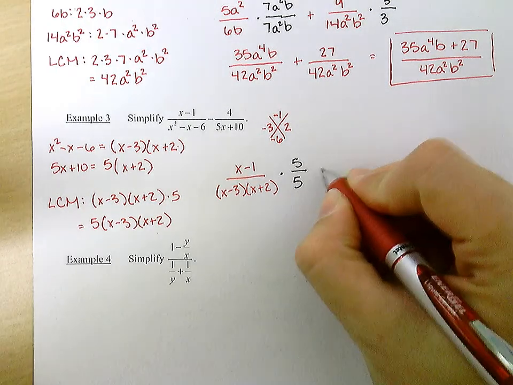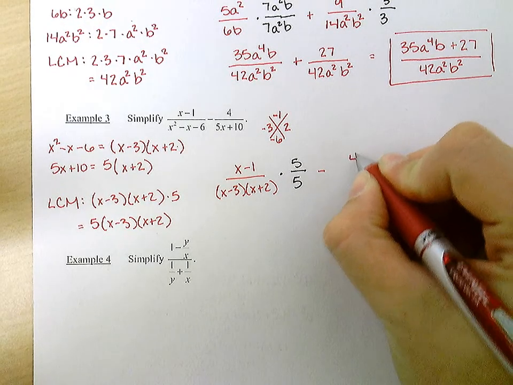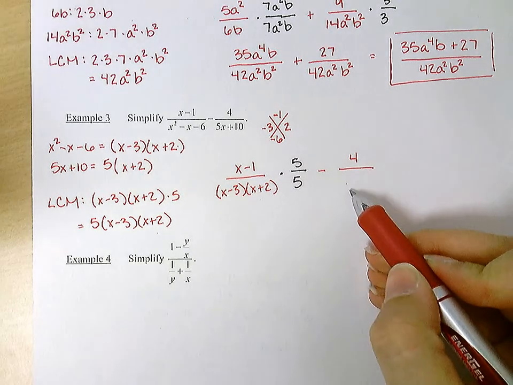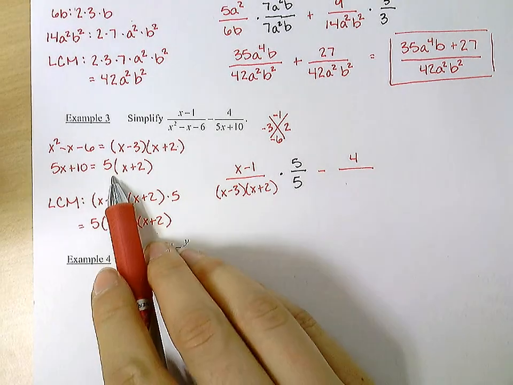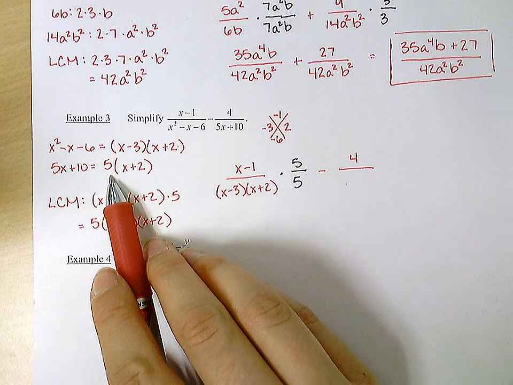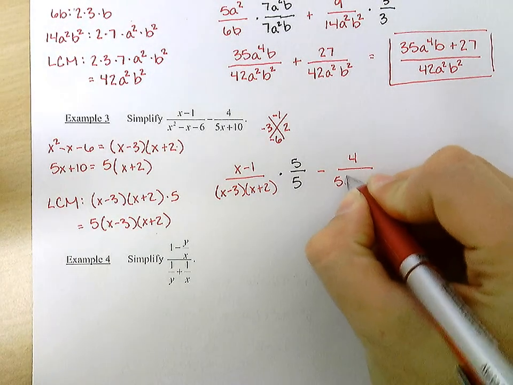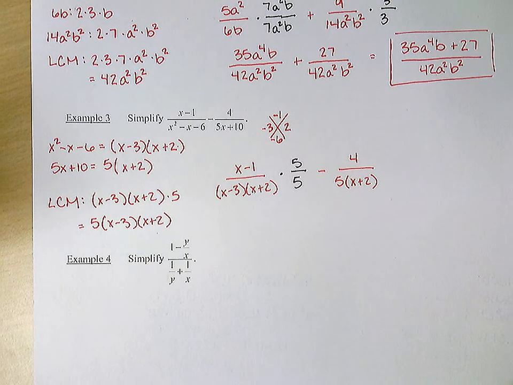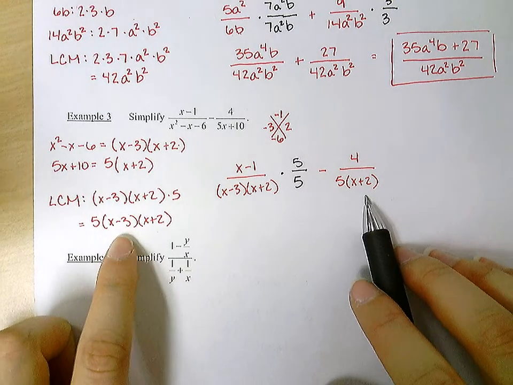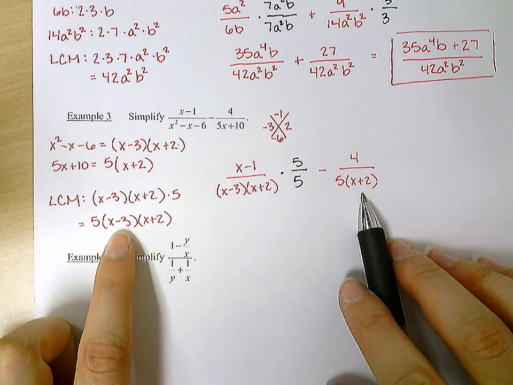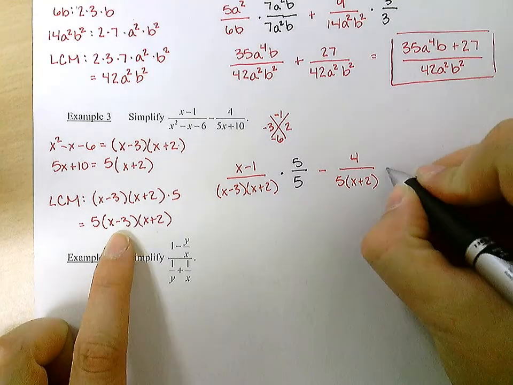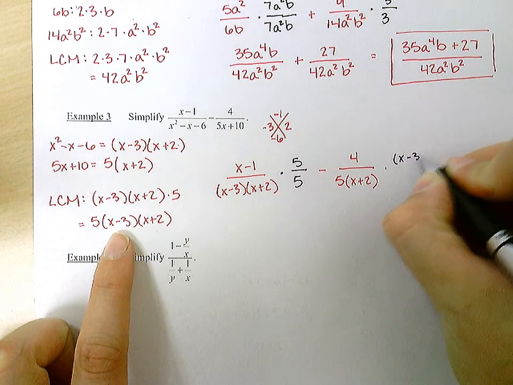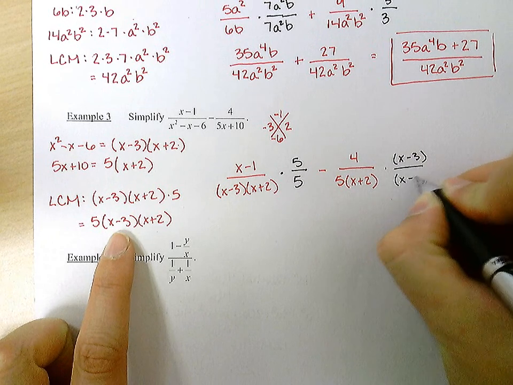Okay, then we have our second fraction of 4 over, again I'm going to write out the factored version of our denominator, which we already found, and that is 5 times x plus 2. Okay, to make that look like our LCM, I need an x minus 3. So I need to multiply that into the numerator and the denominator.